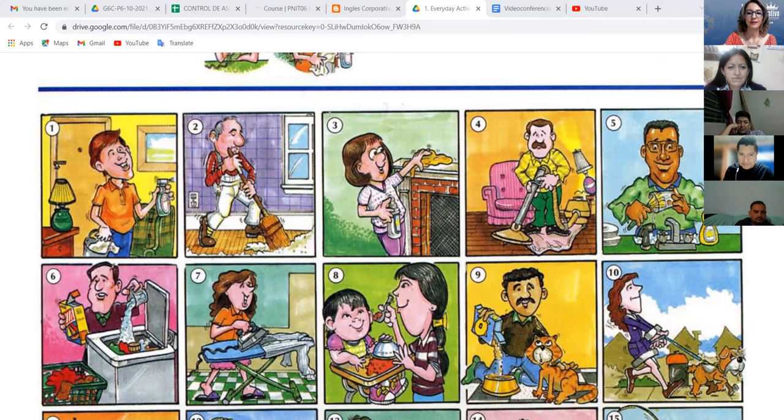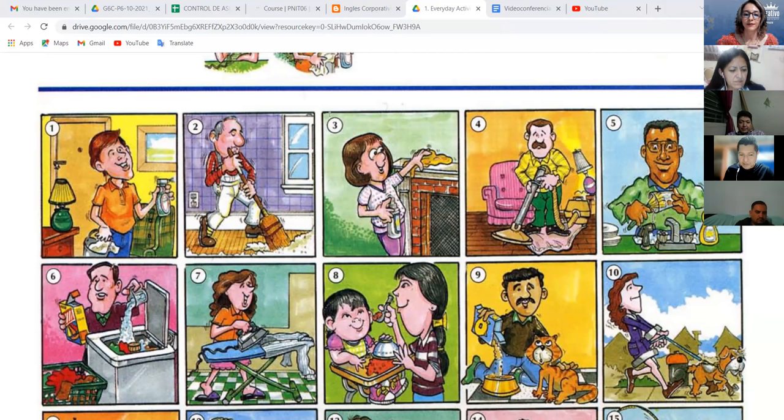Number seven. She did the iron, the clothes. Who is he? She. Number seven. And who is she? She did. ¿De quién estaría hablando aquí, Carlos? De ella. ¿Pero quién sería ella? ¿Está hablando de alguien en específico o solo de manera general? De manera general. Ah, ok.